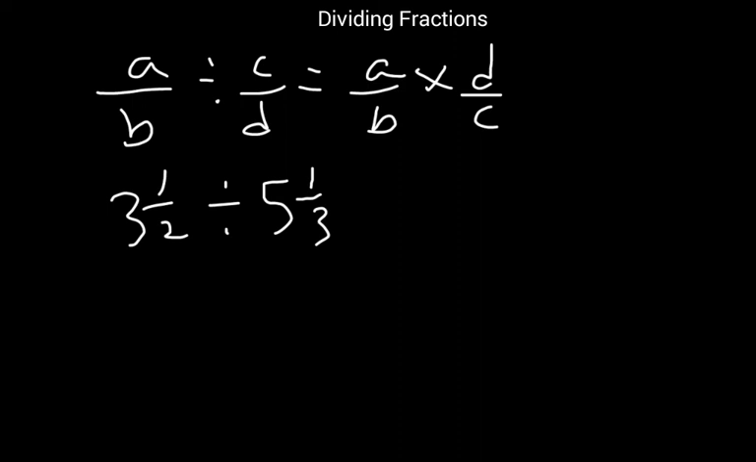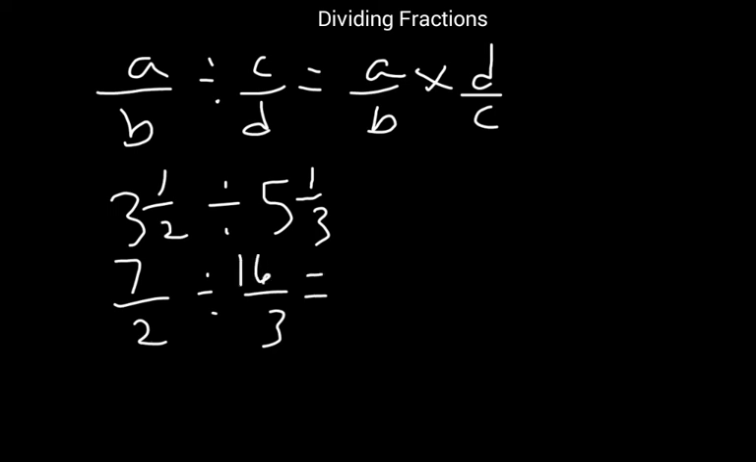First thing we want to do is change both of these. This is how mixed numbers are different than multiplying just fractions. We're going to change 3 and a half to an improper fraction and change 5 and a third to an improper fraction. So we know it's going to be halves divided by thirds. And to count how many halves are in 3 and a half, we will do 2 times 3 plus 1. 2 times 3 is 6, plus 1 is 7. So that would be a 7. To change 5 and a third to thirds, we'll do 3 times 5 is 15, and 1 more makes 16. So that would be 16 thirds.